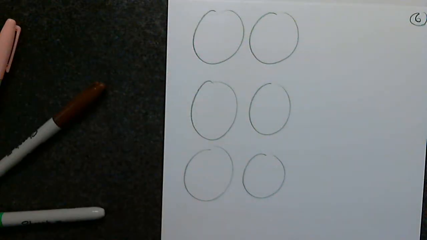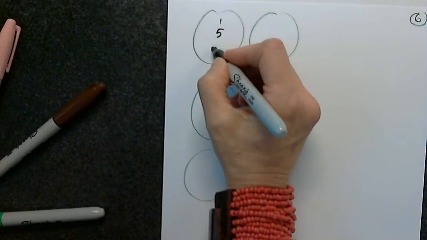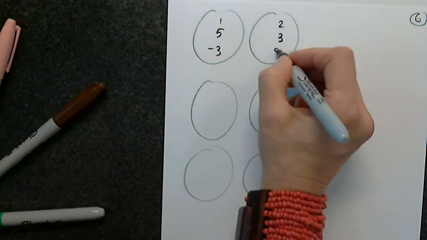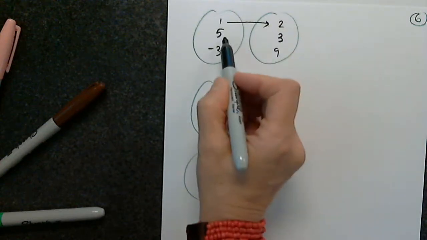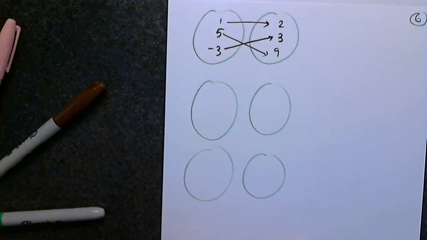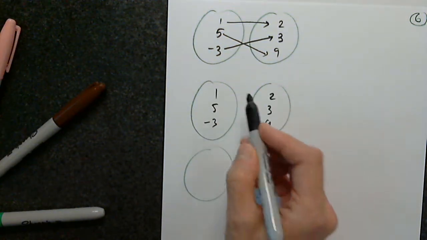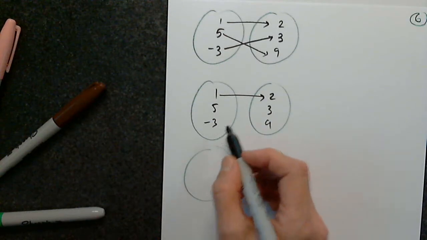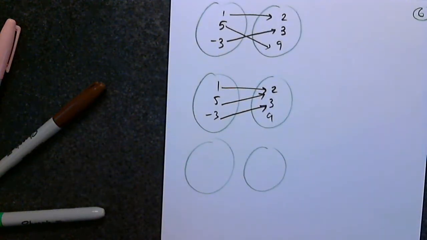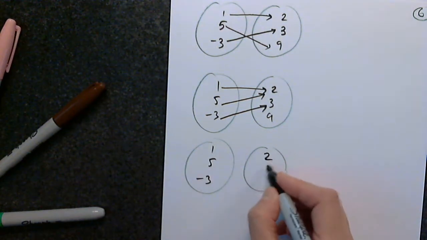Okay, so here's the first scenario. 1, 5, -3, and 2, 3, 9. I just picked these numbers randomly.